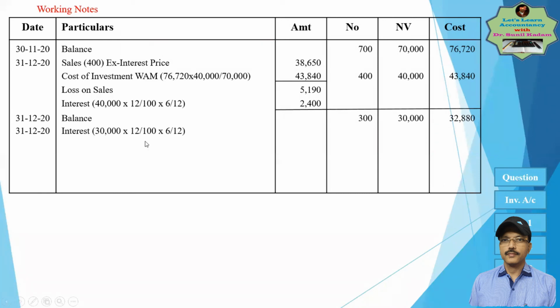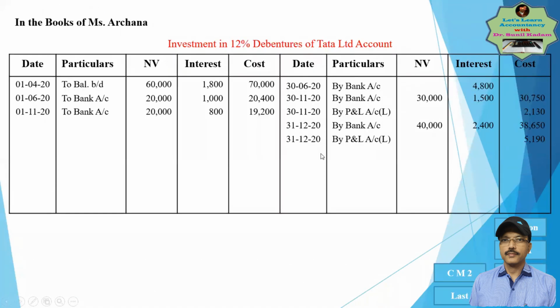Interest on 30,000 at 12% for 6 months comes to 1,800. The entry will be passed: bank account debit to interest account 1,800. It will be recorded on the investment account credit side on 31st December by bank, in the interest column only: 1,800 interest is received. So we have finished it.